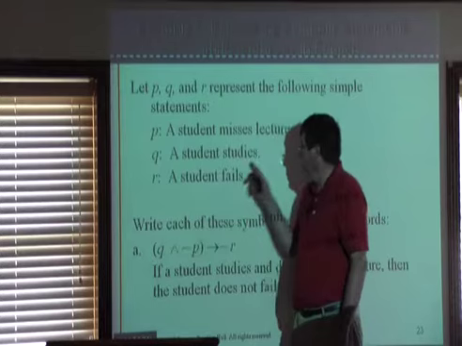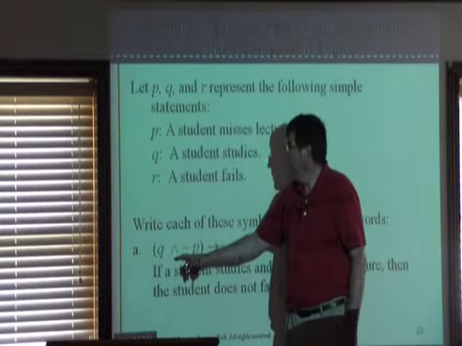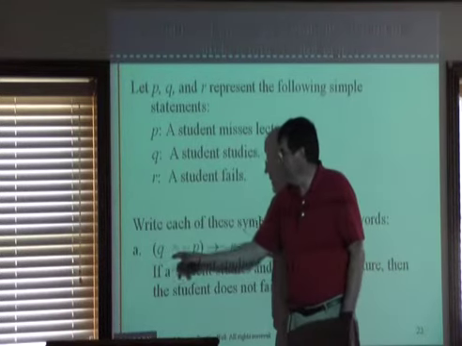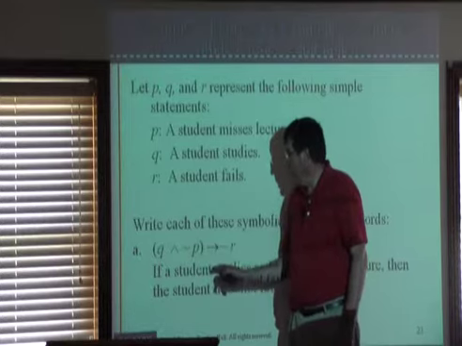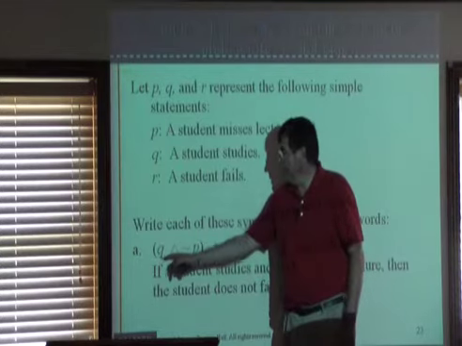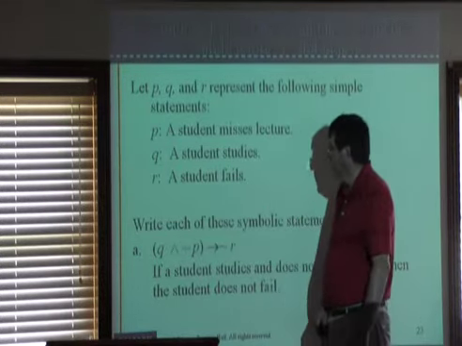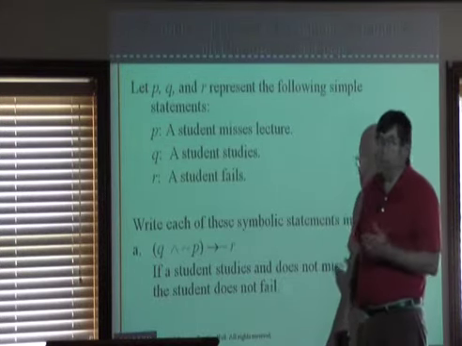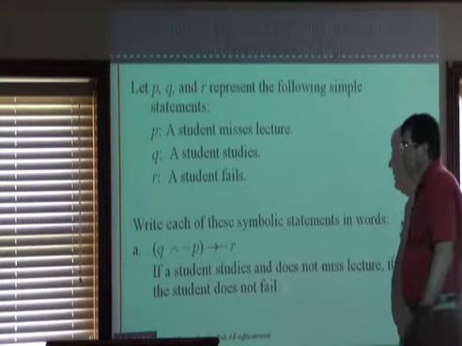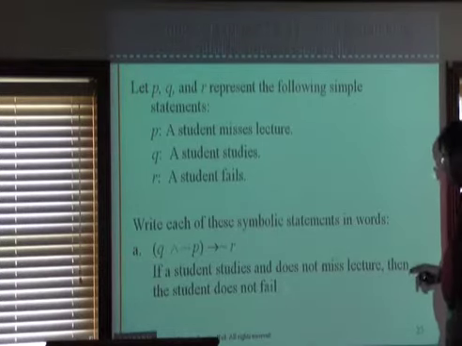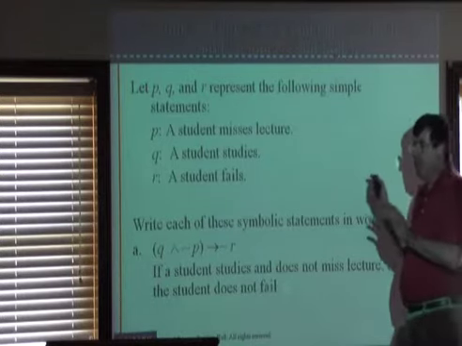So a student studies and a student does not miss the lecture. A student studies and a student does not miss a lecture, comma, oh, I've got a conditional here, so then I'm going to have to go back. If a student studies and the student does not miss the lecture, then not R. The student does not fail. Now you could say not fail or you could say pass. Okay? So let's look at the wording here. If a student studies and does not miss lecture, then a student does not fail. Okay, if that makes sense to you, then you're getting most of it.